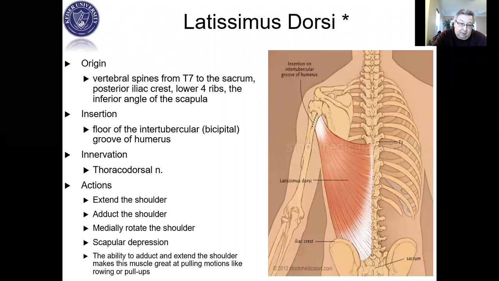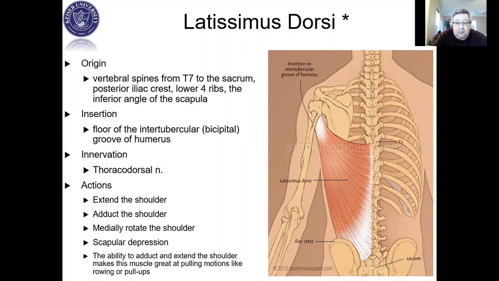So again, like I was saying, the third action of the latissimus dorsi is internal rotation of the shoulder. It has a fourth action also. Because of its origin on the inferior angle of the scapula, it also does scapular depression. So it brings the scapula downwards, just like the lower trapezius does.